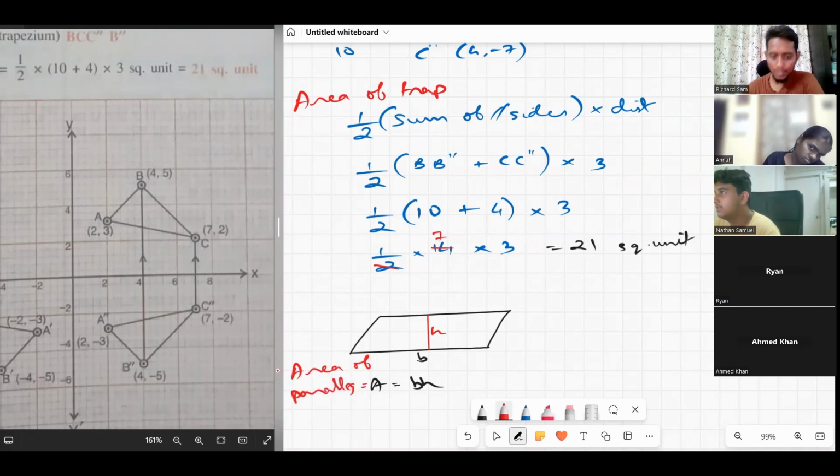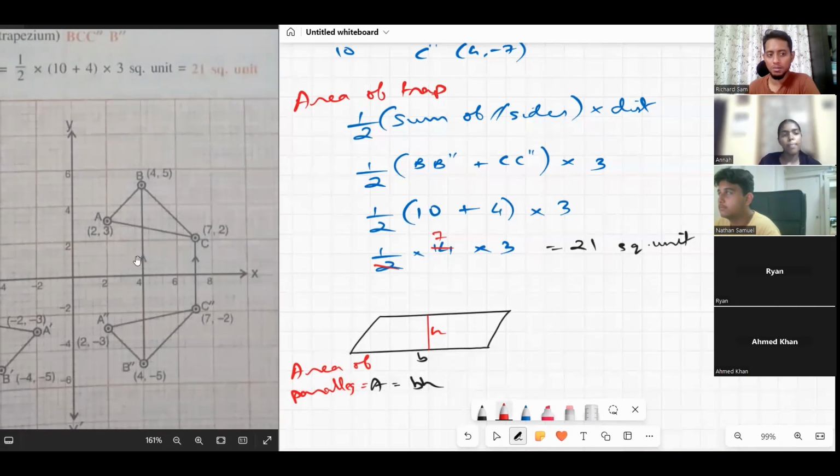Okay. Area of trapezium is half into sum of the parallel sides. These are the parallel sides, B, B double dash, C, C double dash, multiplied by the distance between them. Distance between the two parallel sides, the perpendicular distance.